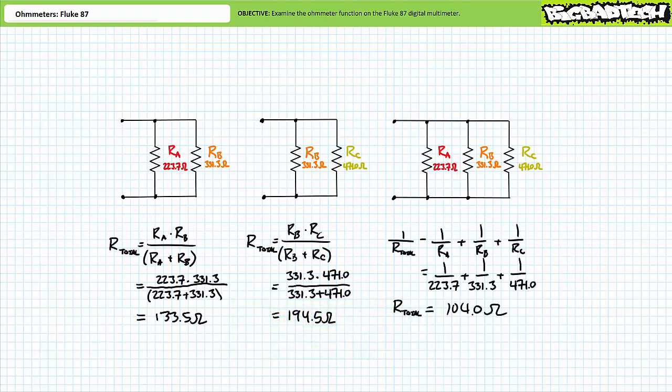The parallel combination of A and B should present a total resistance of approximately 133.5 ohms. The parallel combination of B and C should present a total resistance of approximately 194.5 ohms. And finally, A, B, and C, all in parallel with each other, should present a total resistance of approximately 104.0 ohms. In each of these occasions, note how the total resistance of a parallel combination is always smaller than the smallest resistor. Let's use the ohmmeter to verify these theoretical calculations.